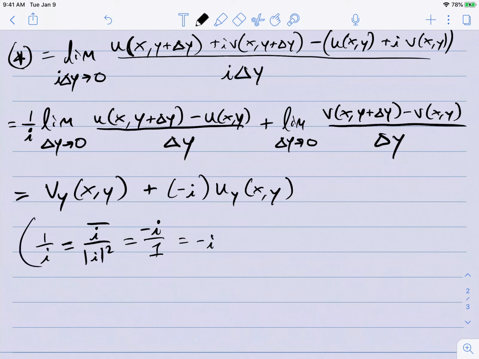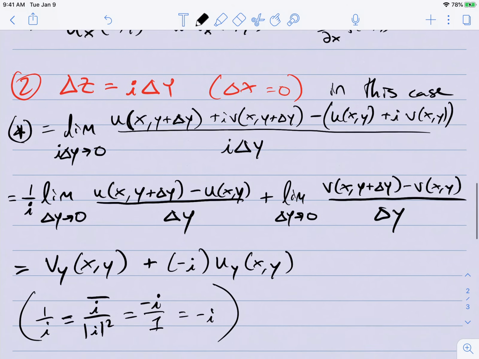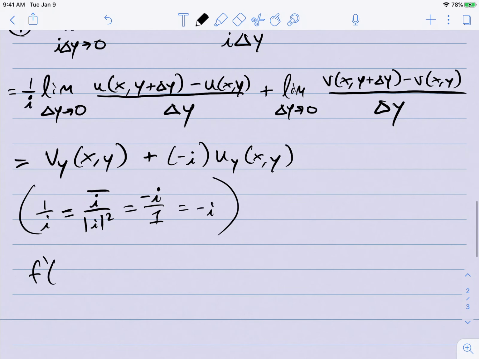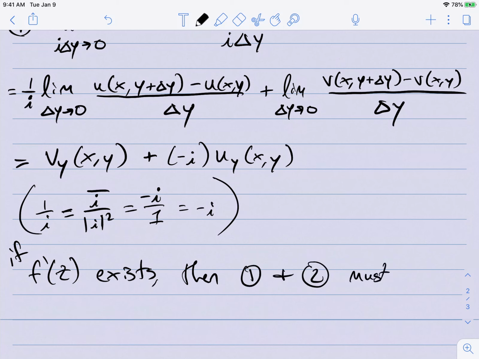Okay, so this is the expression that we get if we look at the limit, but we have delta z approach the origin along the imaginary axis. But remember, for the limit to exist, it should be independent of how we approach 0, and so these two expressions should be equal. So if f prime of z exists, then 1 and 2 must be the same. And so let's see what that says.